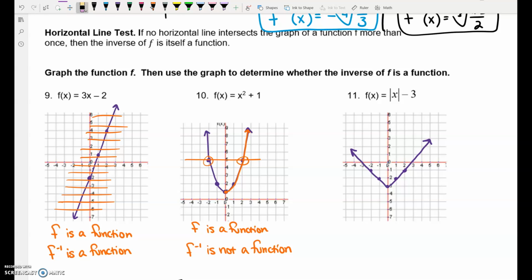Number 11, the original is a function, but what about the inverse? Is the inverse a function or not? Horizontal line test, 2 points. The inverse is not a function.